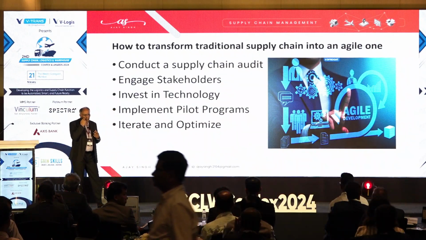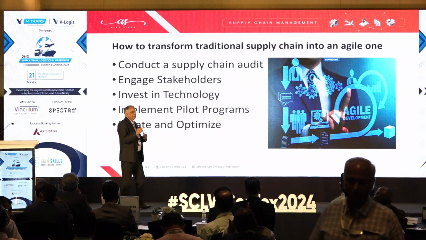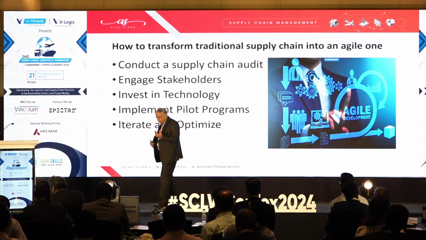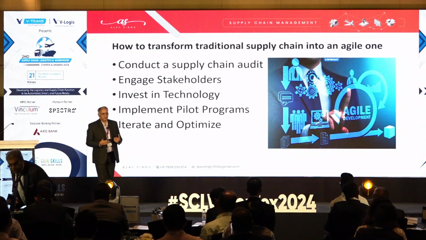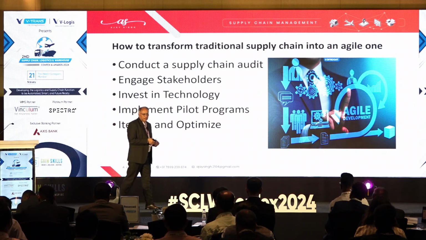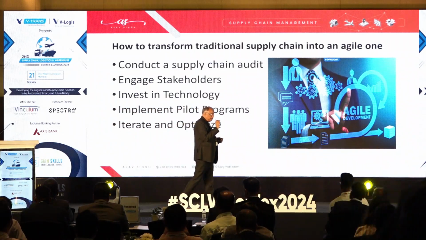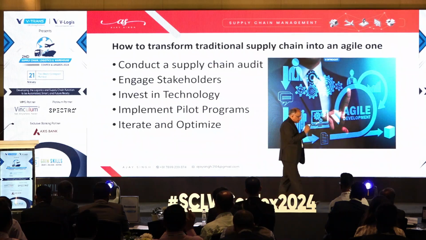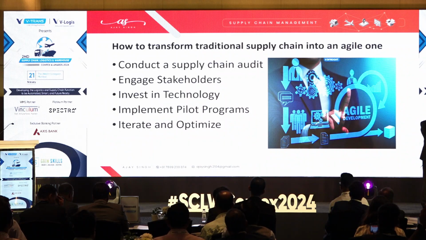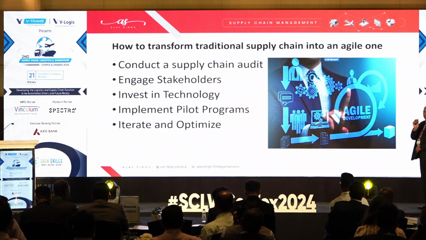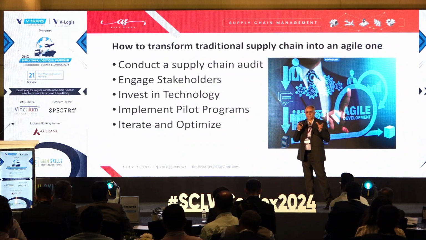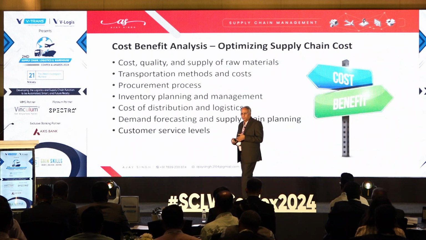And for doing that, we have to do continuous, regular supply chain audits, whether of the suppliers, partners, or within our own processes. We have to engage all the stakeholders. We have to invest in technology. I think we discussed a lot on this. We have to implement a pilot program. Sometimes in a rush, we implement across a big organizational requirement. So we have to work on a pilot to see whether it is really giving us a result or not. And then we have to iterate, optimize the processes, and set things as per your organizational requirement.